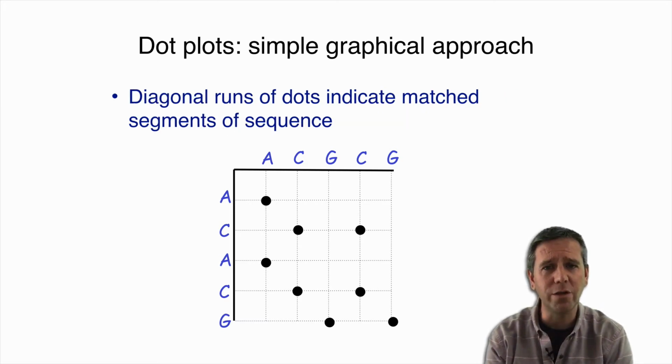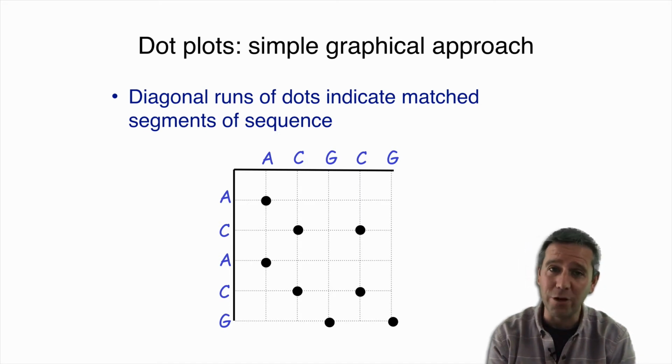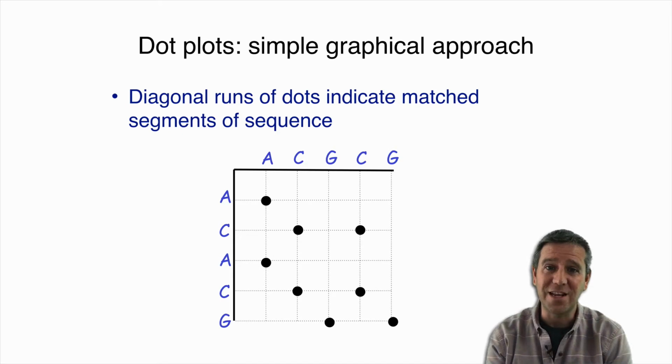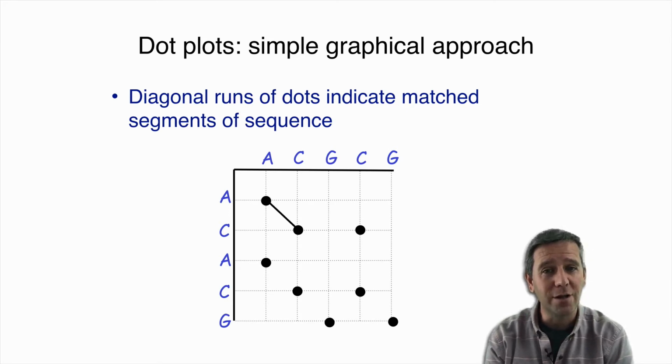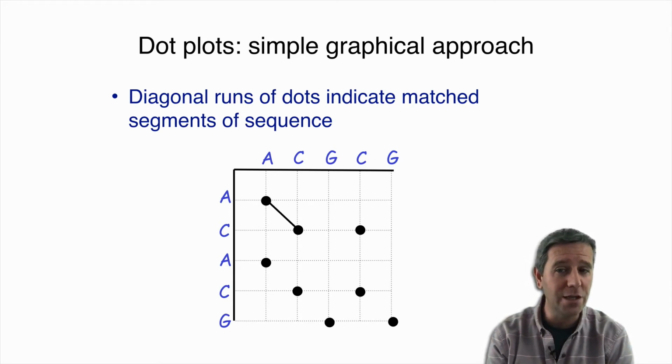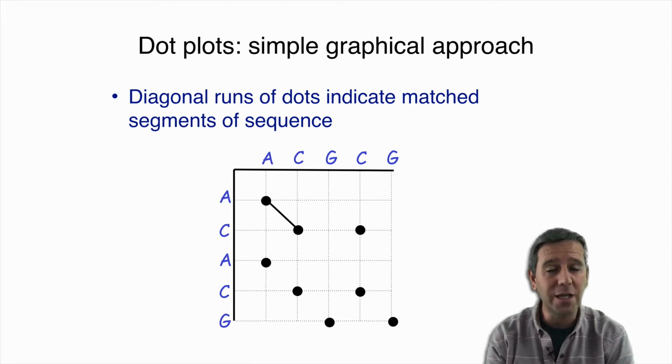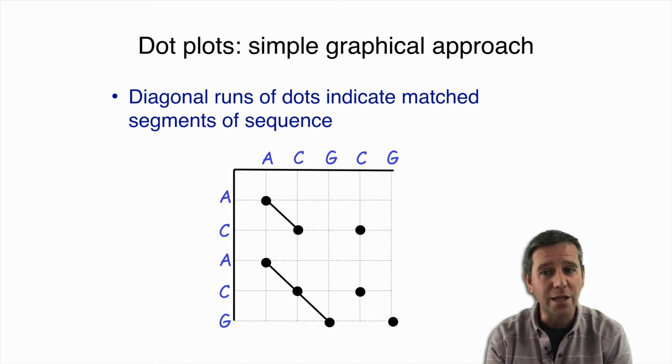Now diagonal runs of consecutive dots, that means one dot after another that go diagonally down from one corner to the bottom corner here, indicate matched segments of sequence. That's because it indicates that one character followed by another character match in sequential order in the two sequences. So like here, for example, we have an A and a C that follow each other, and they're the same in both the sequences, the one on the horizontal and the one on the vertical axis of our little table here. And again, this ACG is found in both sequences in these locations.